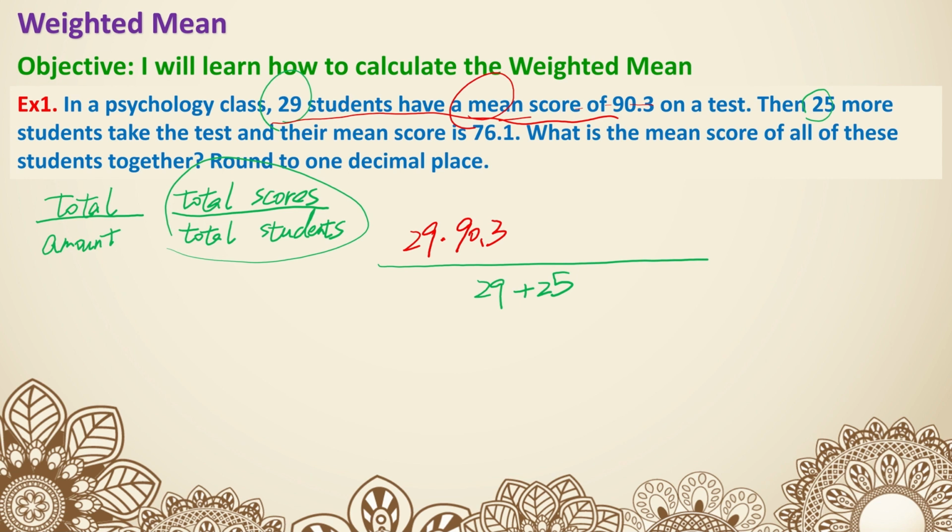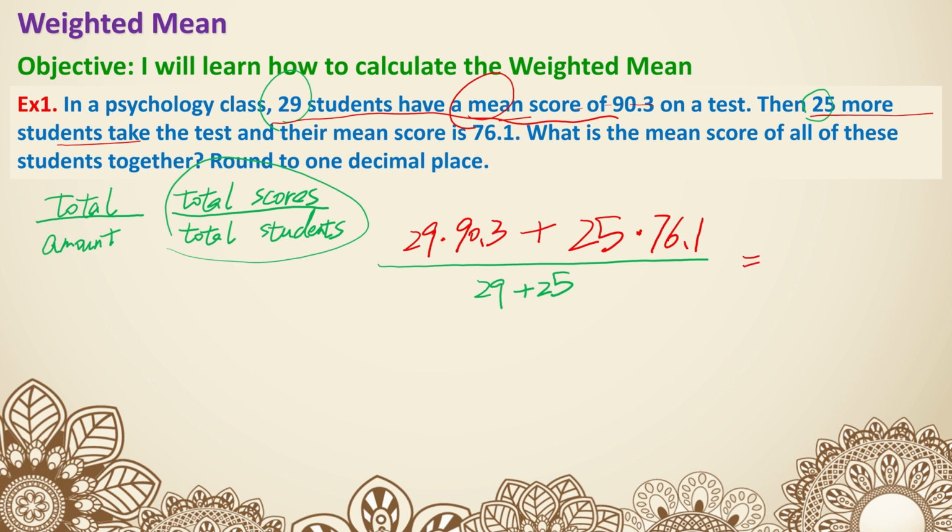Again, this mean score basically means after we even out everyone's score, it's almost like everyone is getting a 90.3. That's why the mean score is 90.3 for those 29 students. And if that's the case, to calculate the total for these 29 students, it's going to be 29 times 90.3. And then plus, now we have the total for the second group of students. So 25 times 76.1. That's the total score for the second group of students. Now we add them together. That will be the total score for all the students. And we'll divide it by the total amount of students.